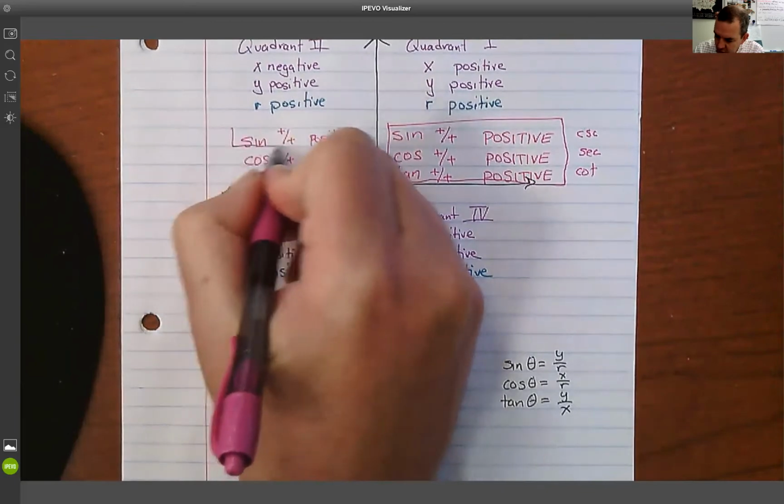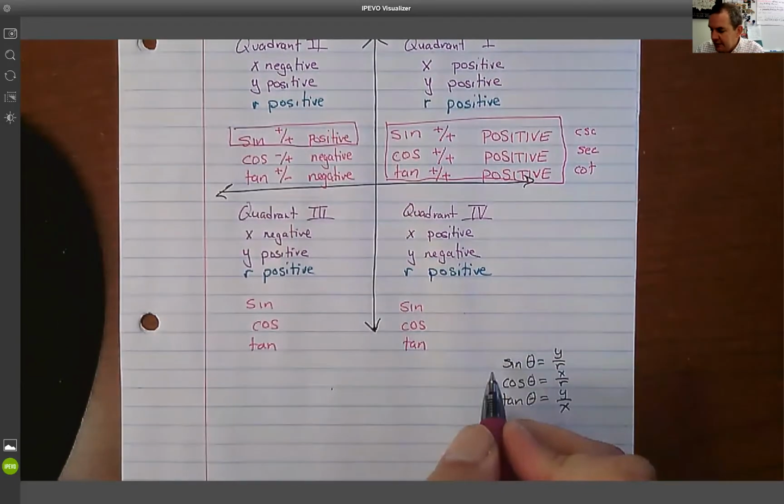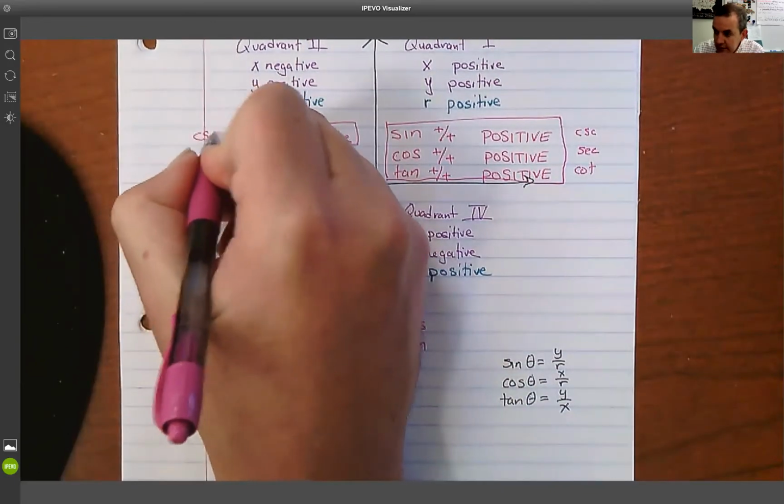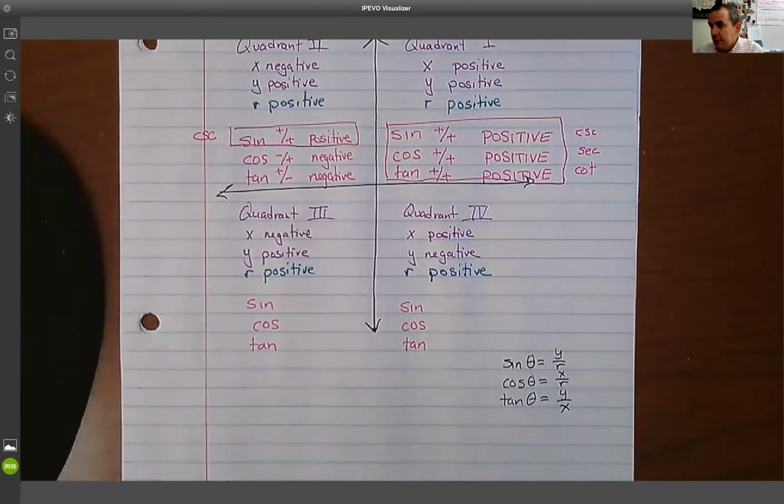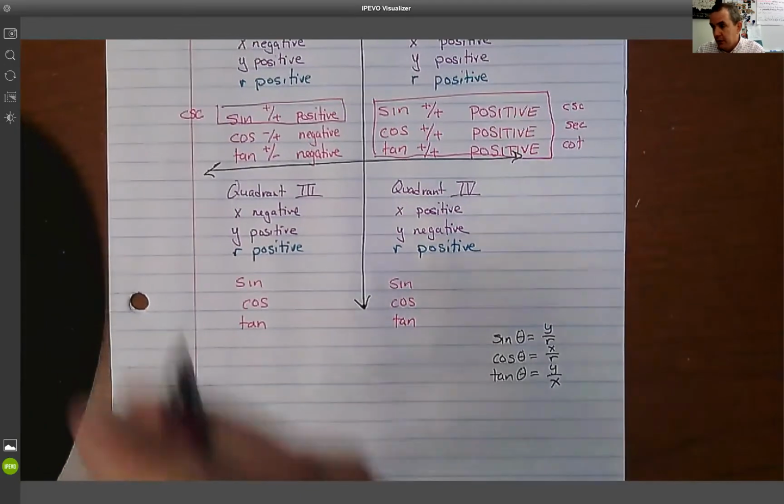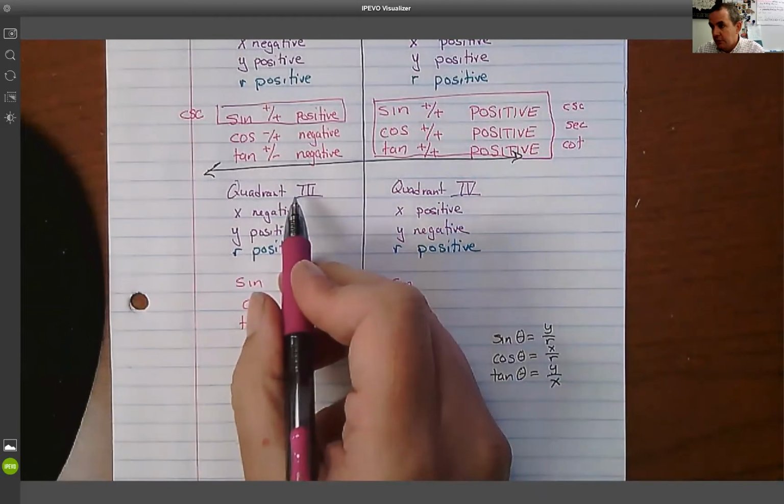So if we look here in quadrant 2, only sine is positive, and by extension, cosecant is positive. Everything else is negative. So I'm going to go and finish it off. We're going to look at quadrant 3.